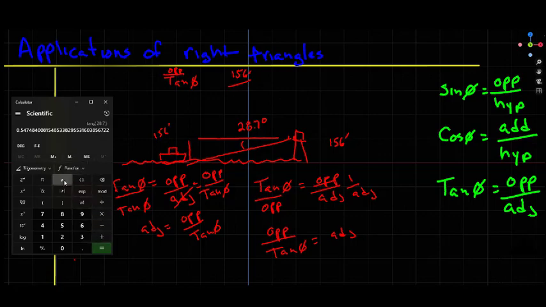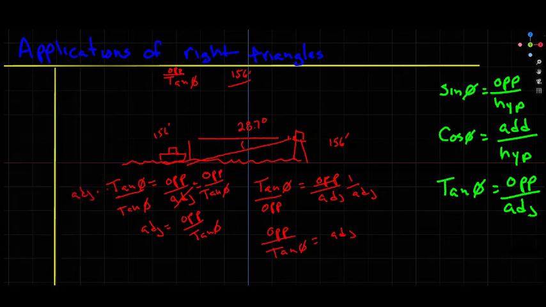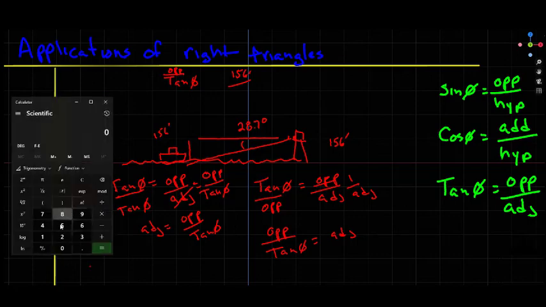So let's take our 156 feet. That's our opposite. I'm going to divide by, and I'm going to use a parentheses here, the tangent. Oops, I'm going to put our number in there. Sorry.